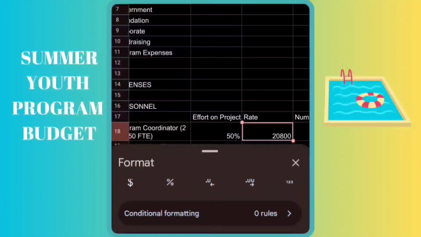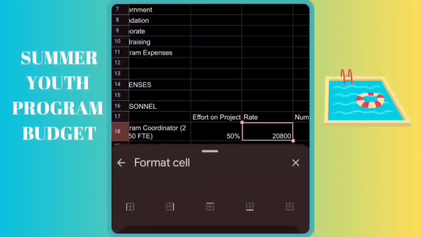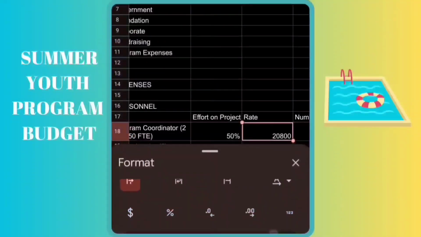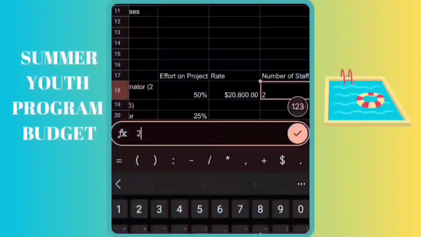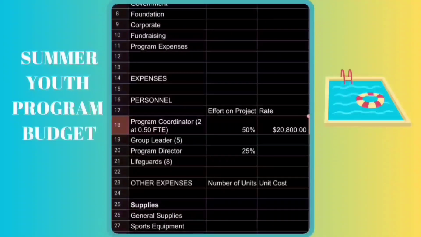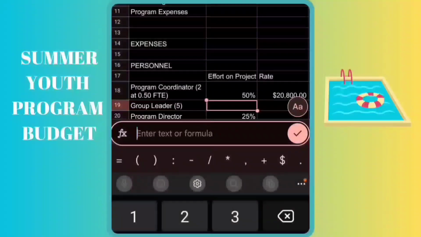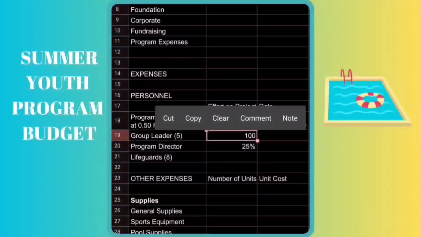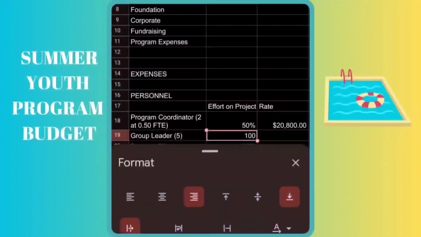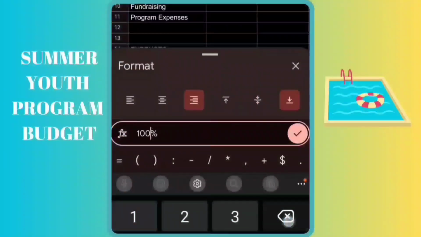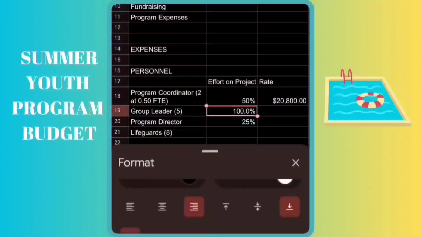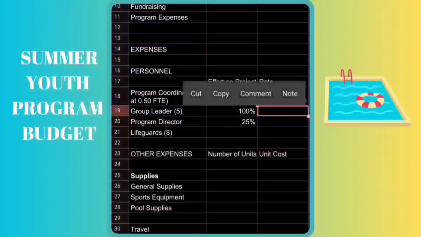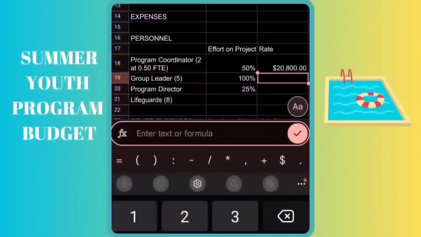I'm going to format this as currency. I've zoomed in here so you can see the budget, but some of the buttons, such as the formatting button, is actually off screen, but this was right on my phone. So the group leader might only be there for the summer, but 100% of their time is spent on this particular project. And we're going to make the decimal points. We're not going to show any of the decimal points for this particular budget, but you can.